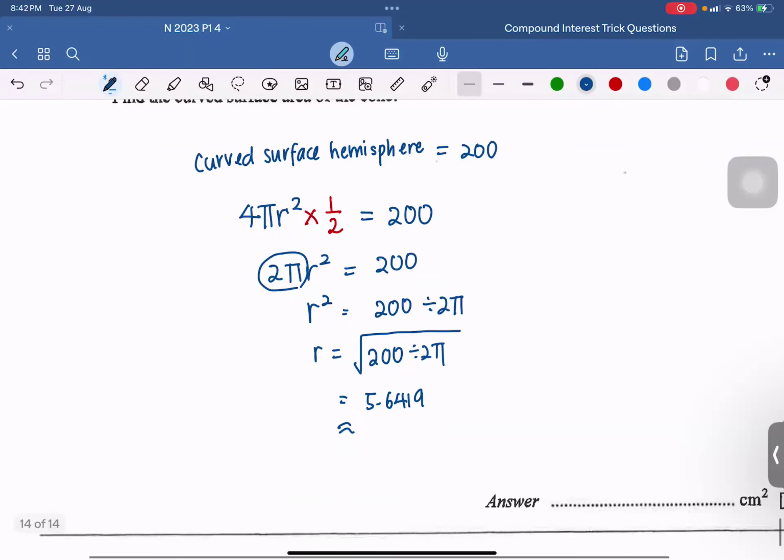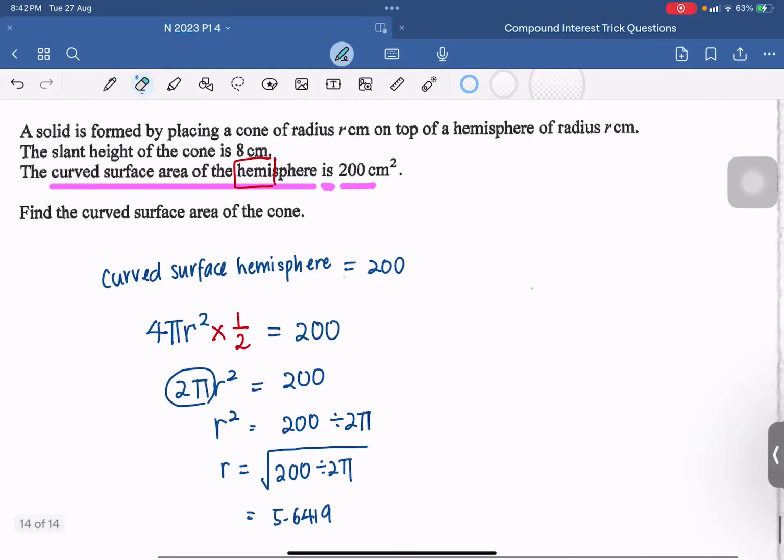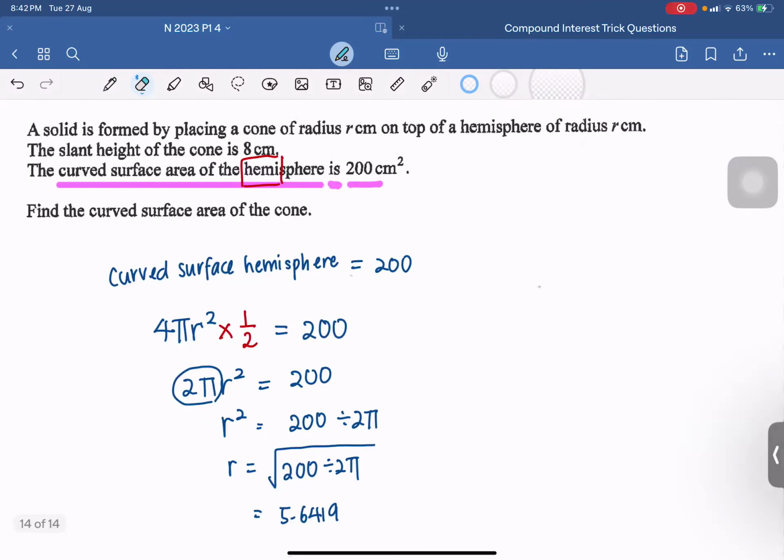So this is my radius. I'm not going to round off to 368 yet because it's not my final answer. Now they ask me for the curved surface area of the cone. This formula is also given in the formula sheet.